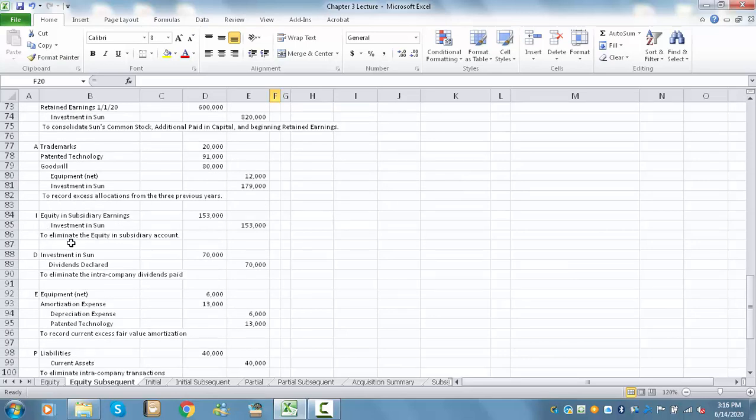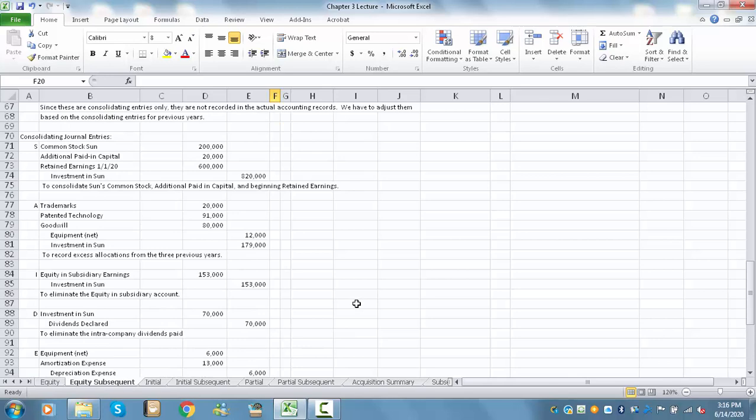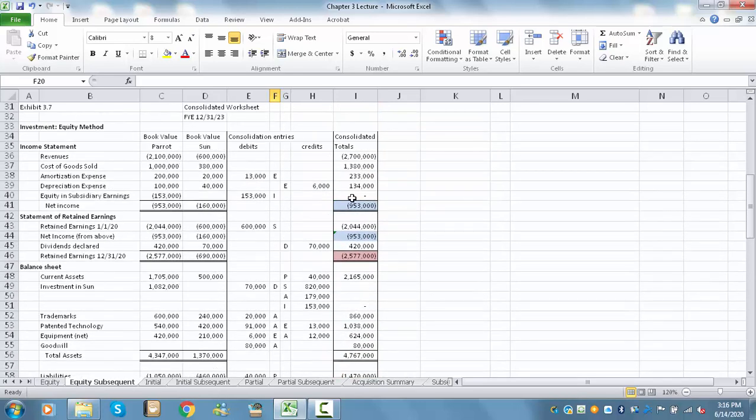We want to eliminate the equity in the subsidiary account. That was the $153,000 for this year, the $160,000 minus $7,000. We want to eliminate the dividends that Sun paid to Parrot. That's $70,000. We want to do our excess amortization, and these are intra-company liabilities and receivables. In other words, one company owes the other money, so we eliminate those. We put all of those into the worksheet.